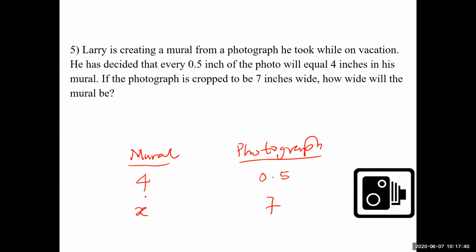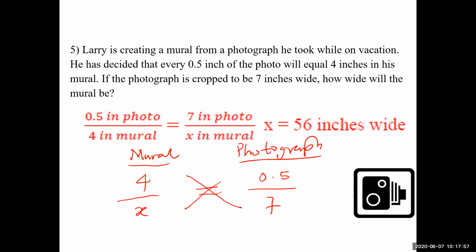Right from here, I introduce that, I cross that. I have fractions. I introduce my equal sign and I'll cross product. Is that okay? And my answer will come out pretty neat as 56.